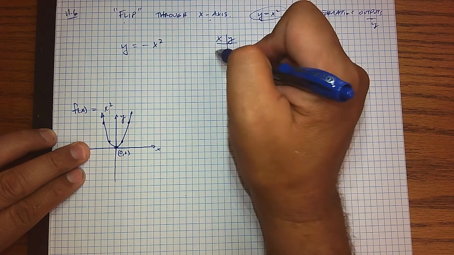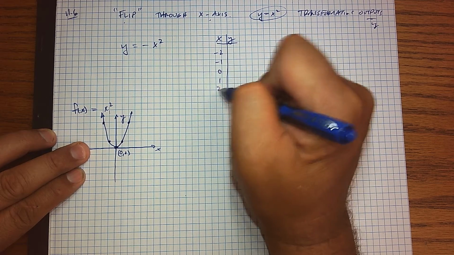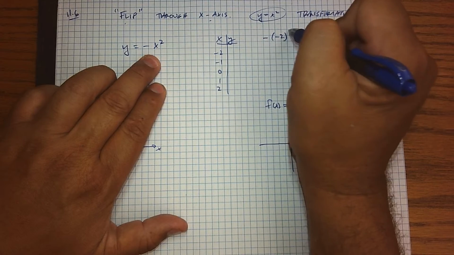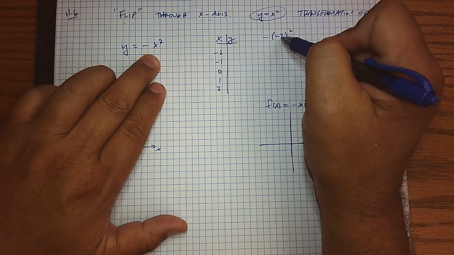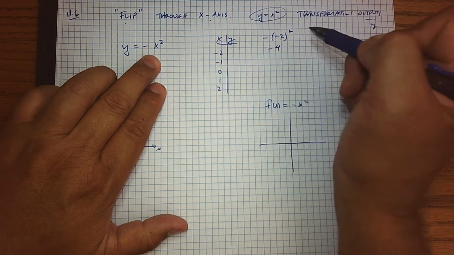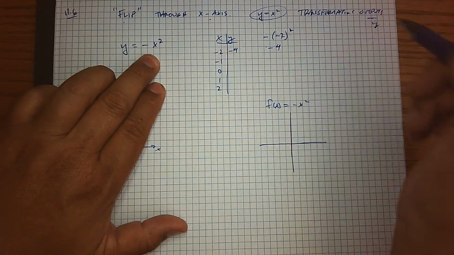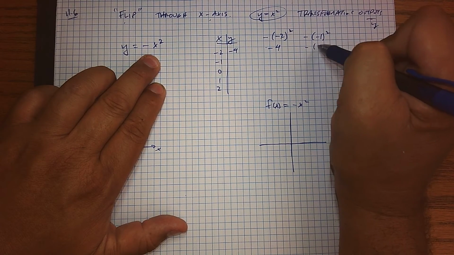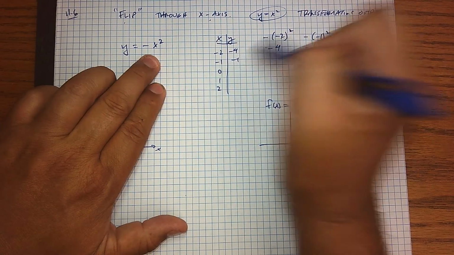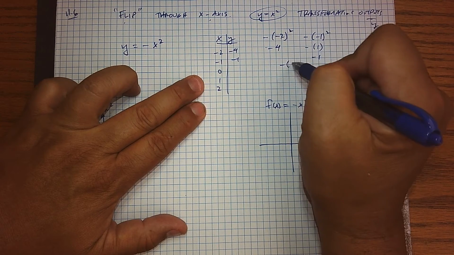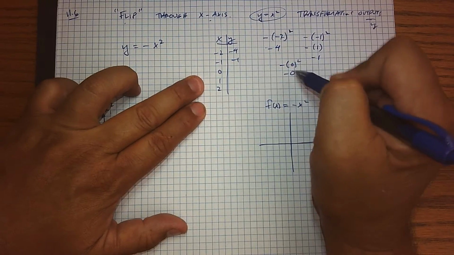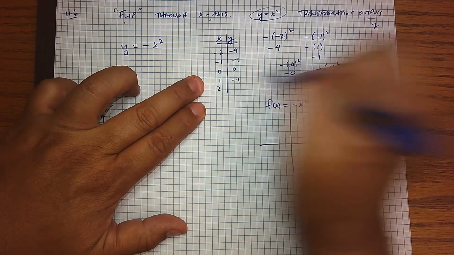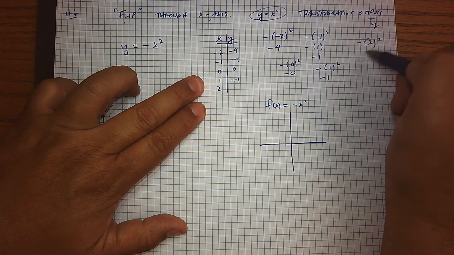Again, let's just do the ground and pound. If I put a -2 in this, we get the opposite of -2 squared. Well, -2 squared is 4, and we take its opposite, so we have -4. If we take the opposite of -1 squared, we have -1. If we put a 0 in there, the opposite of 0 is still 0. If we put a 1 in there, we get -1. And if we put a 2 in there, we get -4.